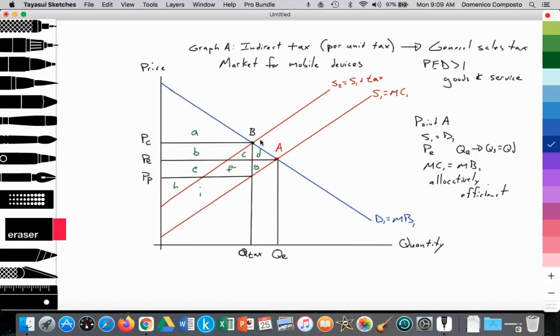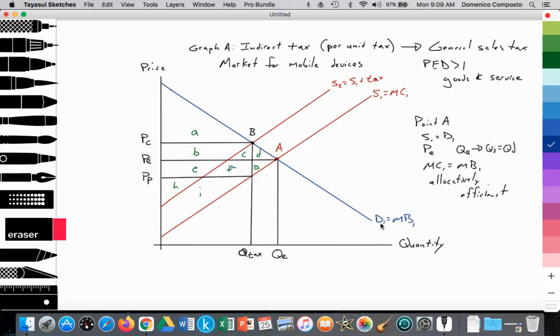So as can be seen, we have a graph A, illustrating indirect taxes. We're using a per unit tax. For each unit of a good produced, there's a fixed tax for each of those units. We're going to assume perhaps it's $1 for each unit. And we're looking at the market for mobile phones. On the x-axis, we're measuring quantity. On the y-axis, we're measuring price.